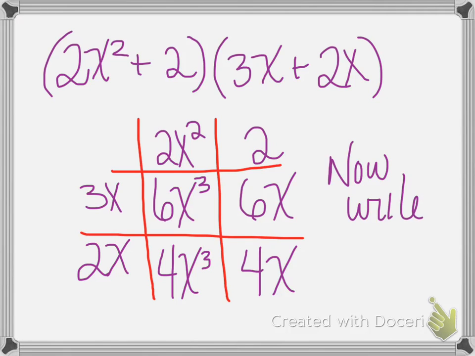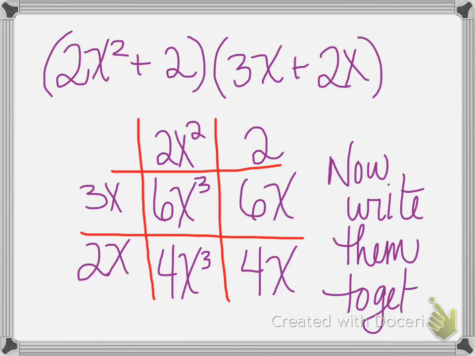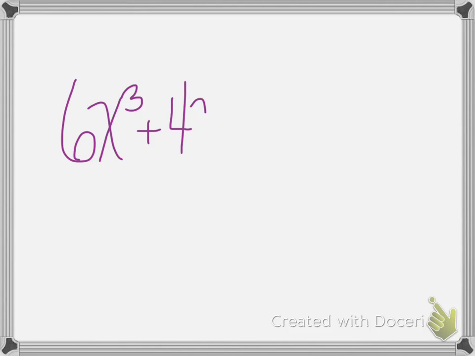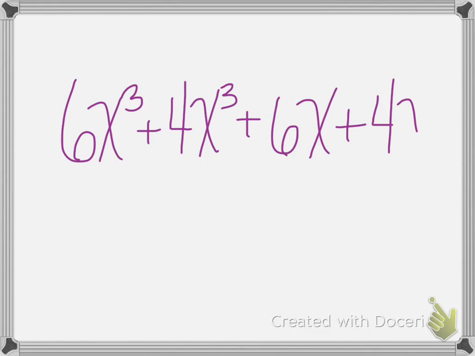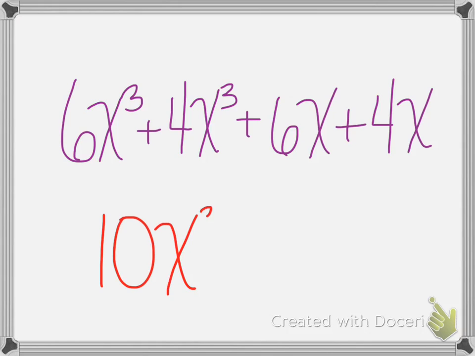Now once we've filled in the chart, we're going to write out the polynomials that are left over. So our final answer would look like this. 6x cubed plus 4x cubed plus 6x plus 4x. We should be able to combine it a little bit further. Do you see any like terms that we can combine? Okay, so when we combine them, we get 10x cubed plus 10x. That's our final answer.